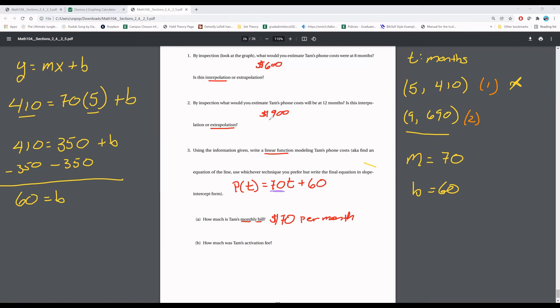Next, we ask, how much was Tam's activation fee? How do we interpret activation fee? Well, we haven't even had the phone plan a month yet. You walk in, you say, hey, I'd like a phone plan. And they say, sure, it'll be $70 a month. Also, we're charging you $60 just to activate the phone plan. What does that mean? That means t is 0. What is that? That's the intercept. What was the intercept? 60. So before we've even had the phone plan for a month, we have been charged $60. That's our activation fee. That's our intercept.